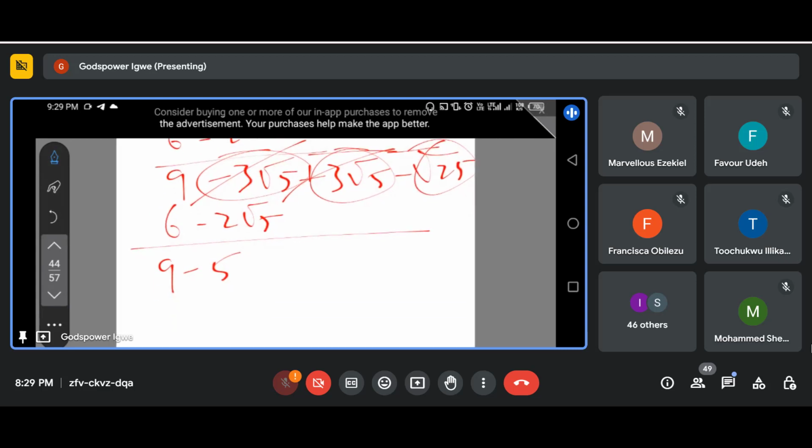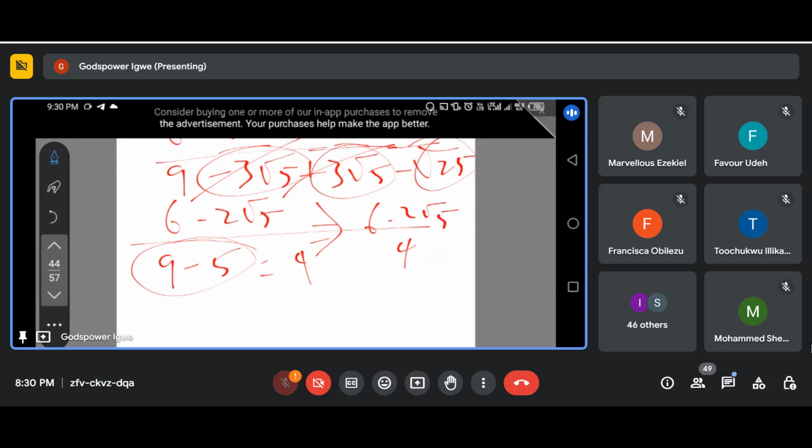With this we can do the simple arithmetic. 9 minus 5 gives us 4, right? So we have 6 minus 2 root 5 all over 4. This becomes the answer.